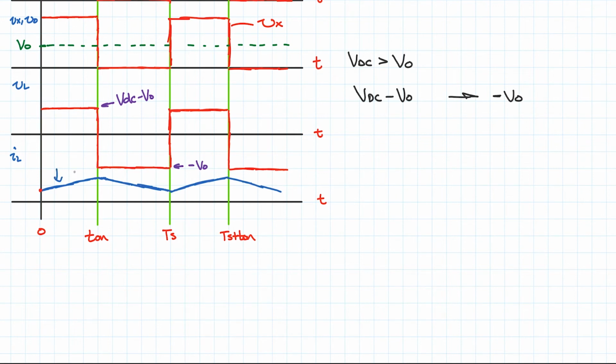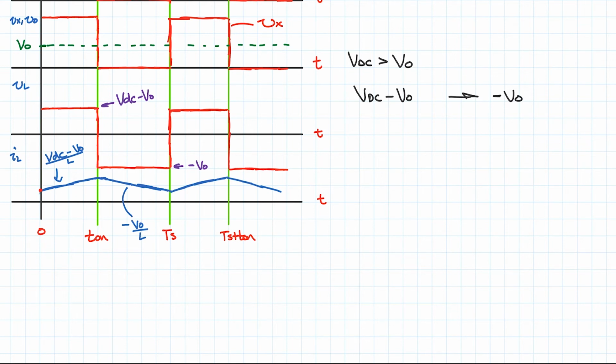And now what's the slope here? We calculated the slope, or we derived an expression for it at least. We said it was VDC minus VO divided by L, and the slope here is negative VO over L. And negative VO is a negative number, therefore we expect the slope to be going down. So that's what we have here.